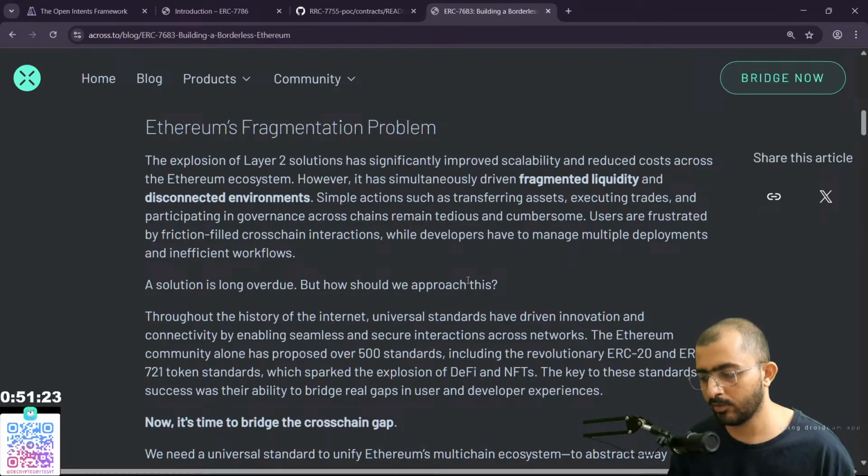They just define the problem, where we have multiple L2s like Arbitrum, Base, Optimism, and layer upon layer of L2s, and we don't have a good solution or good standard to communicate with all of those chains.